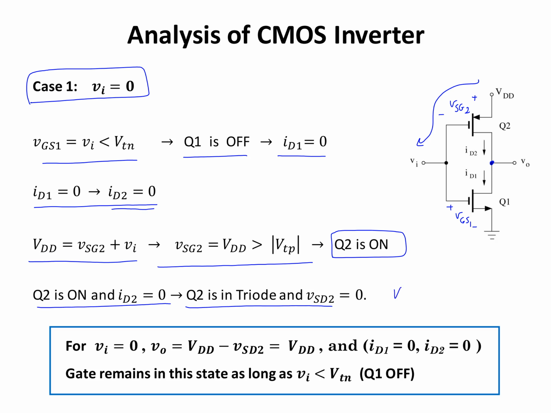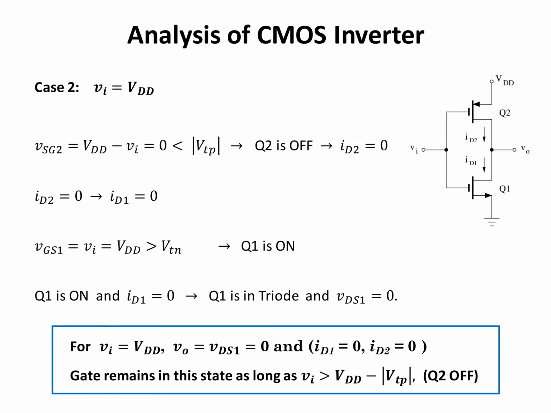I also know that V out is equal to VDD minus voltage of source to drain for transistor 2. VSD is equal to 0. As a result, V out is equal to VDD. So in summary, for VI equal to 0, output is at VDD, while ID1 and ID2 both are equal to 0. So you have 0 power dissipation when the output is in this state. Also, the gate will remain in this state as long as input voltage is less than V threshold for the NMOS transistor, as long as Q1 is in the off state.